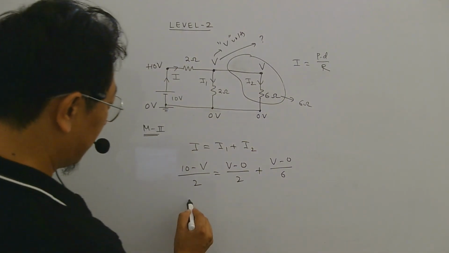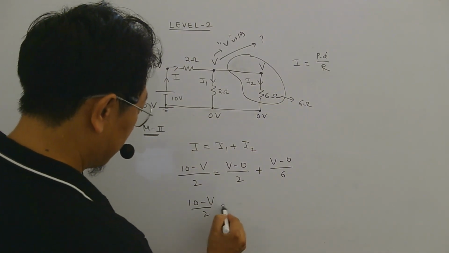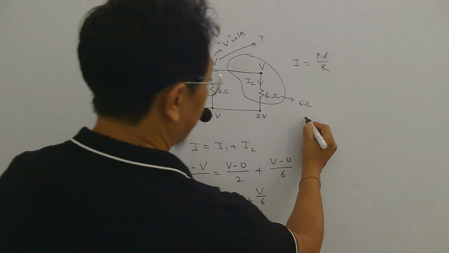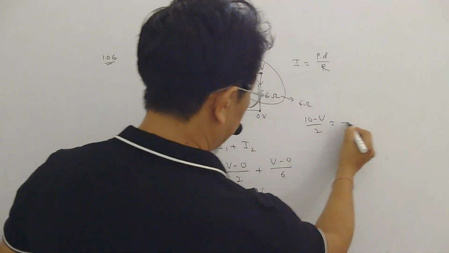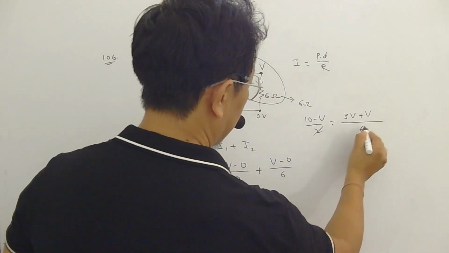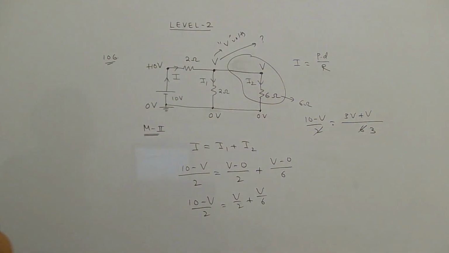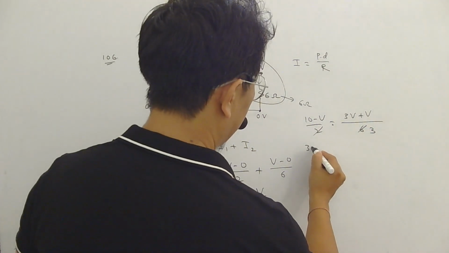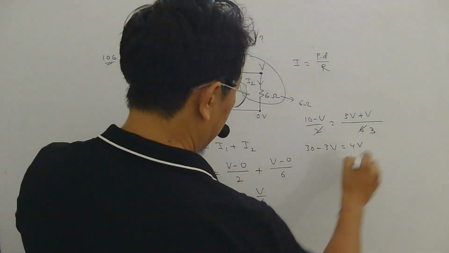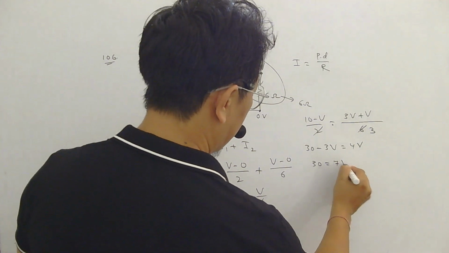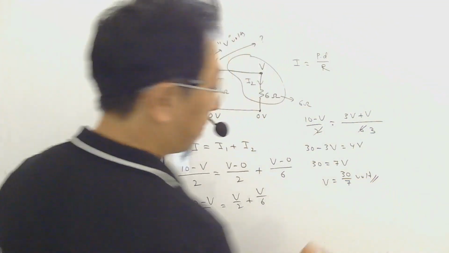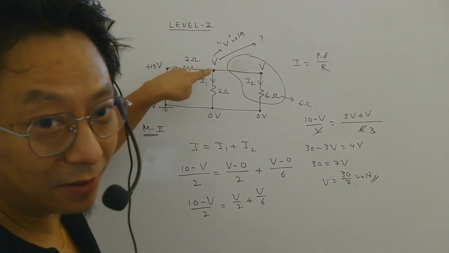Now let us try to solve this. So (10 minus V) by 2 is equal to V by 2 plus V by 6. So this will give me (10 minus V) by 2 equal to (3V plus V) by 6. 2 3s are 6. Then if you cross multiply, you will get 30 minus 3V is equal to 4V. Then 3V will go that side, so 30 will be 7V. So V will be 30 by 7 volt. So we found the potential at this point.